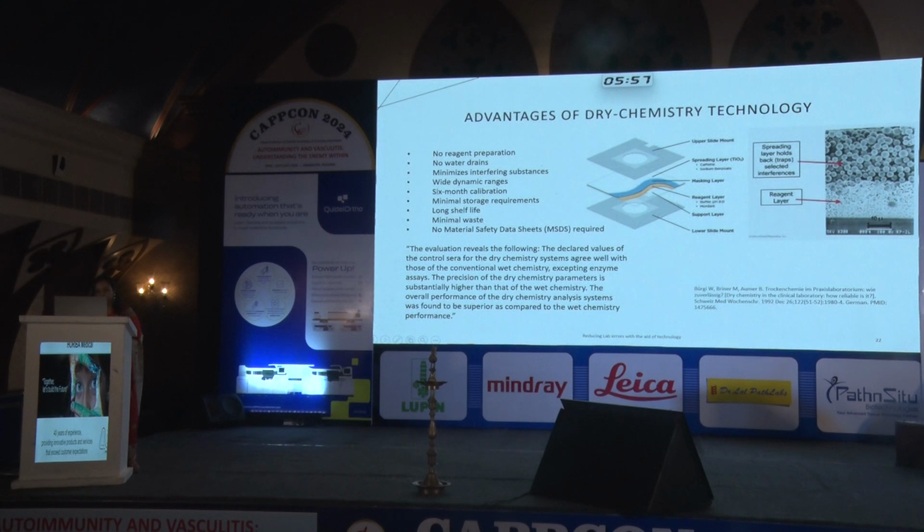These are the layers present in the microslide system. This is the upper slide mount, followed by a spreading layer of titanium dioxide, a masking layer, reagent layer, support layer, and finally the lower slide mount. And this is a picture of the spreading layer that holds back or traps the selected interference, followed by the reagent layer.